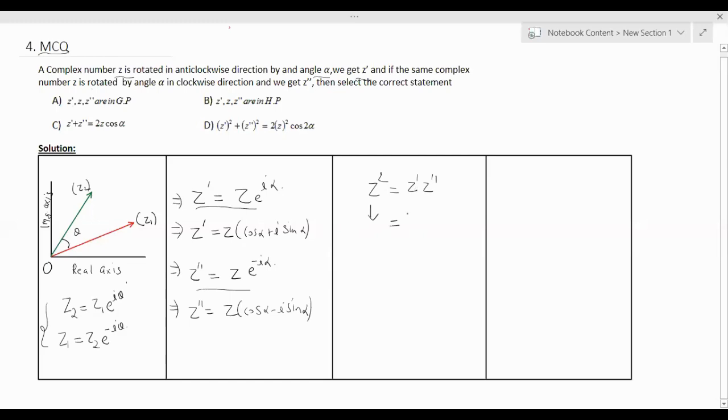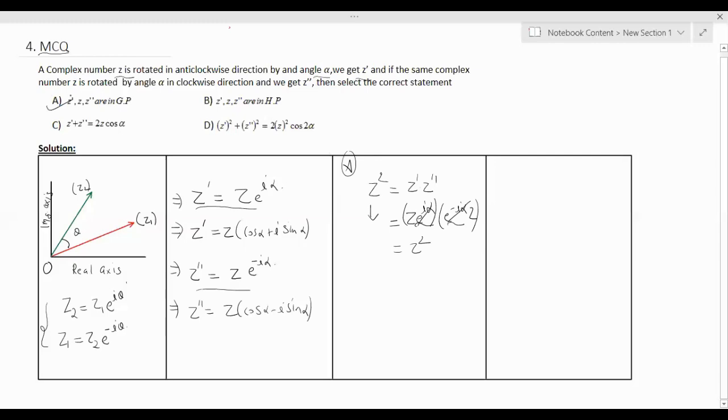z dash is your z e^(i alpha). Now z double dash, I'm checking for option A, is e^(-i alpha) multiplied with z. So observe this: e^(i alpha) and e^(-i alpha) will get cancelled. So you will have RHS equals LHS. Yes, so you will have z squared equal to z dash times z double dash. So option A should be correct.